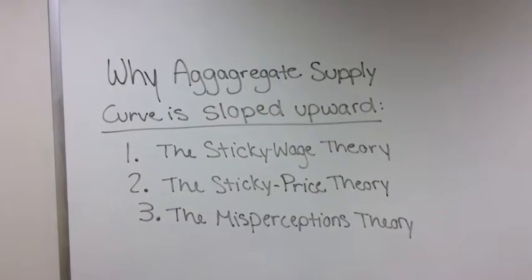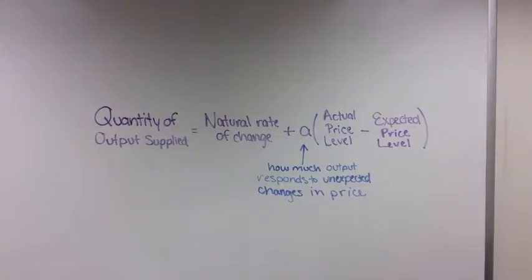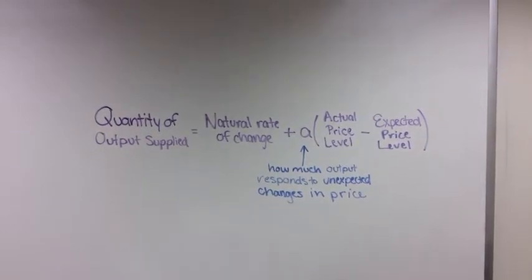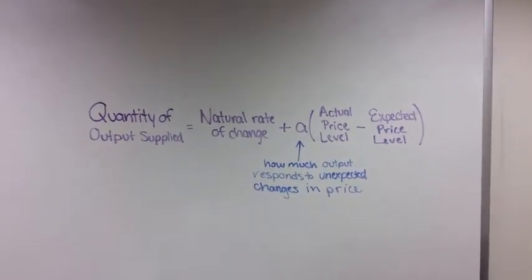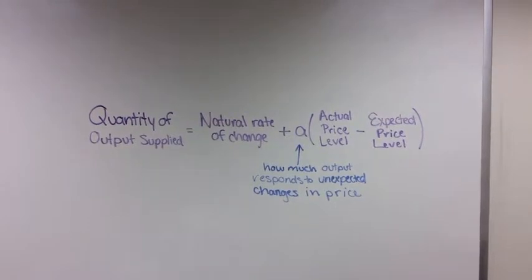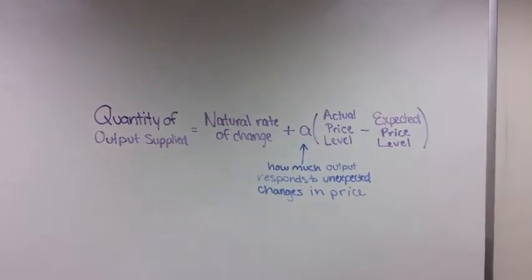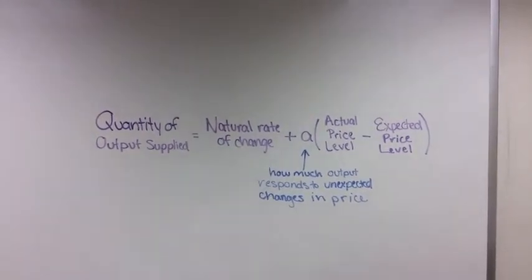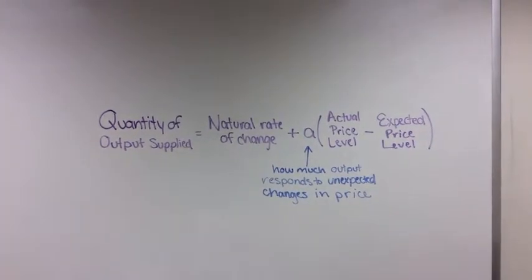Back to you, Ryan. Alternatively, a simple formula can be used to show the upward sloping curve. The quantity of output supplied equals the natural rate of output plus how much output responds to unexpected changes at that price level times the actual price level minus the expected price level.